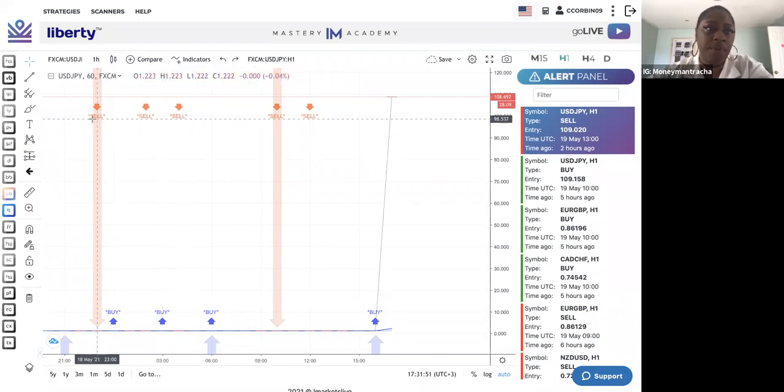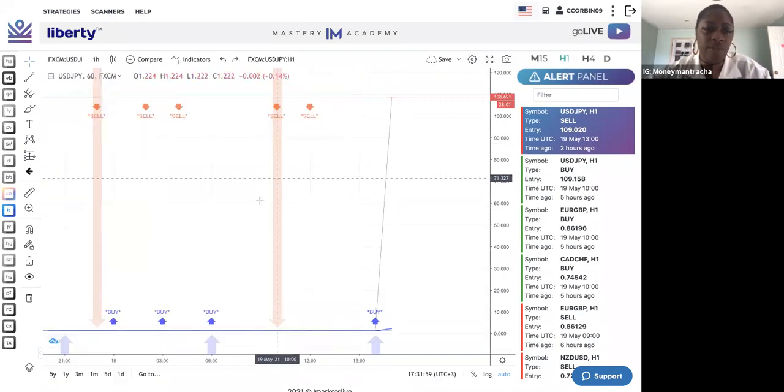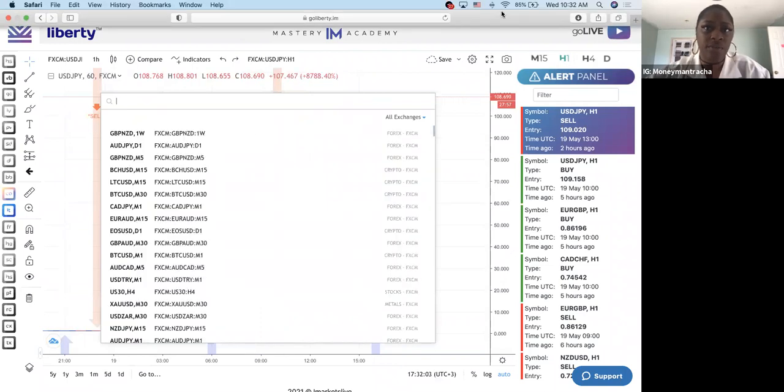Everything else, don't worry about compare, indicators, back, or this, right? What I've seen a lot of people do is actually come here and click right here to start changing the currency pair. And you can do that, or you can literally click anywhere on the screen, and you can also pull up the currency pairs that way as well.